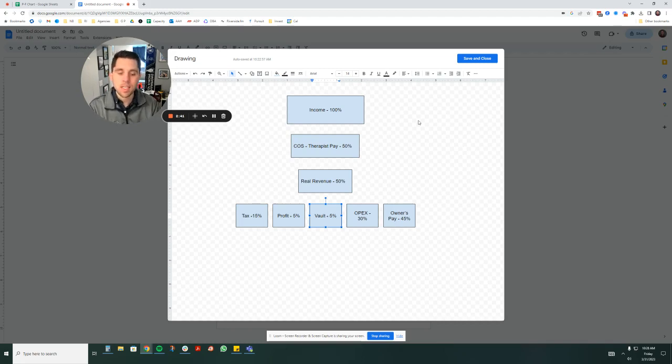After that 50% is taken out, then we get to this box here, which is called real revenue. Real revenue is basically a term that Profit First uses. That means this is the income that you have left over after you're paying everyone. This is really how big of a practice you are. In the book, they talk about what size practice you are based off of revenue. So if you have $100,000 in revenue, you'd be a $100,000 practice.